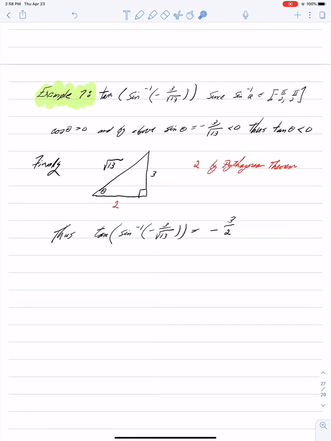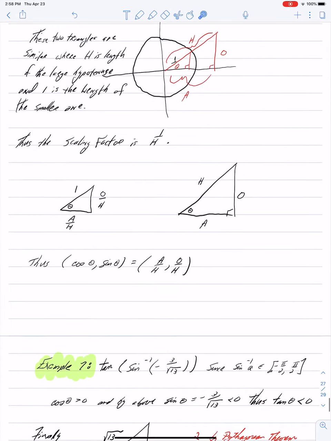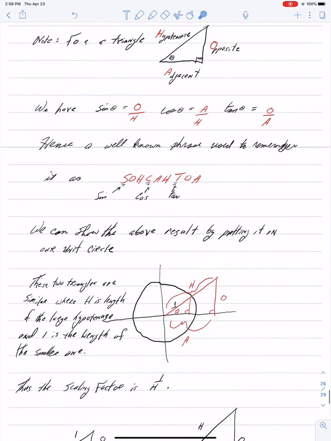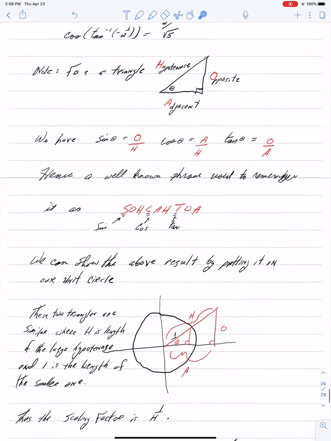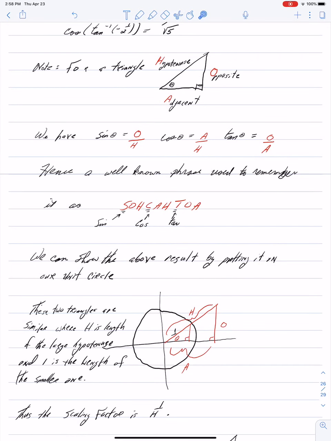All right? So that's a couple of examples there that you'll find similar to things in your homework, as well as the argument of how triangle trig relates to trig on the unit circle.